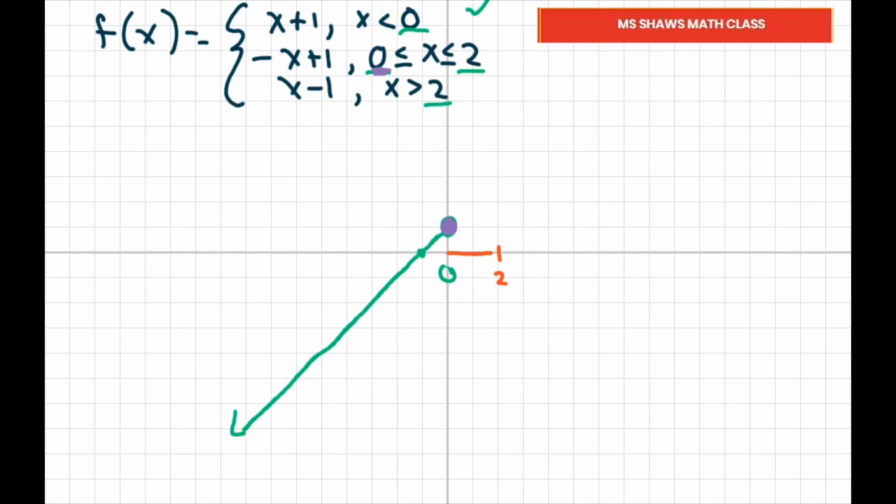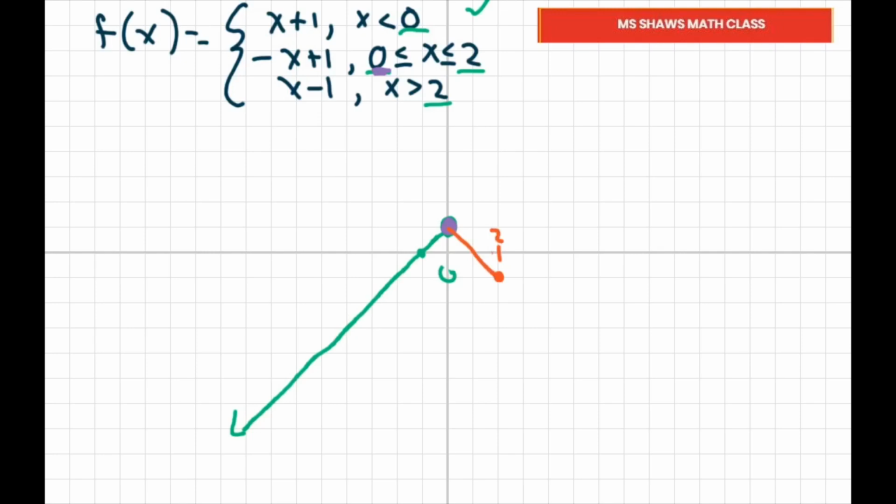All right, and let's go to 2. At 2, if you plug in 2, you get negative 2 plus 1. And negative 2 plus 1 is negative 1. So we're right at negative 1. So that's this piece, and it can equal it. So here you go with that. That's going to be from here to here.